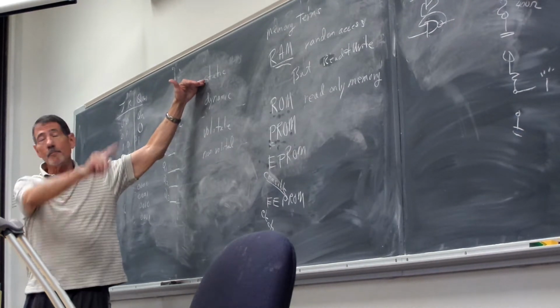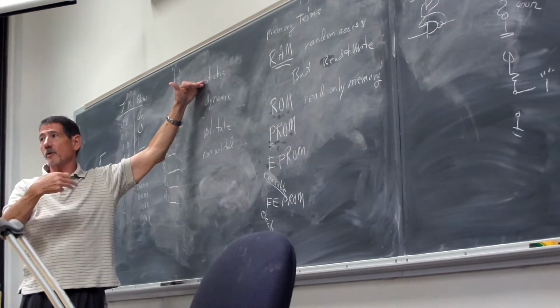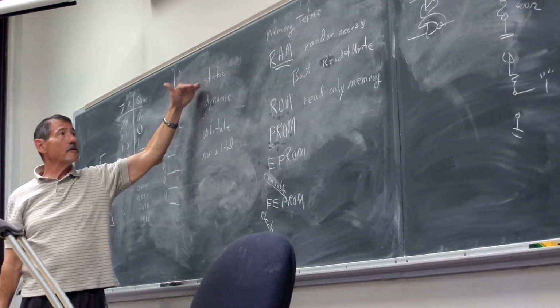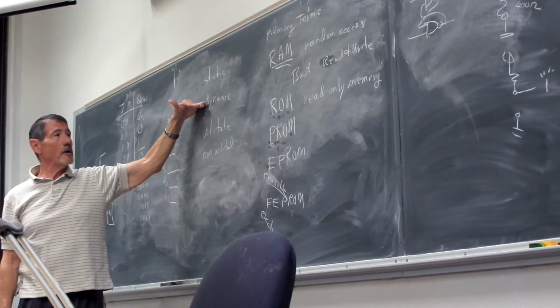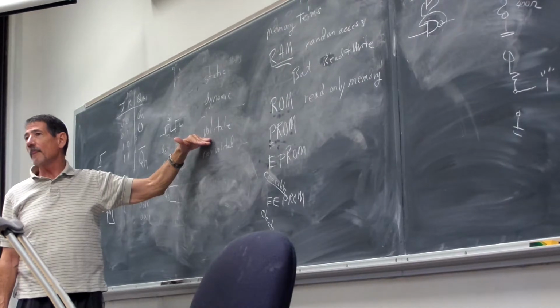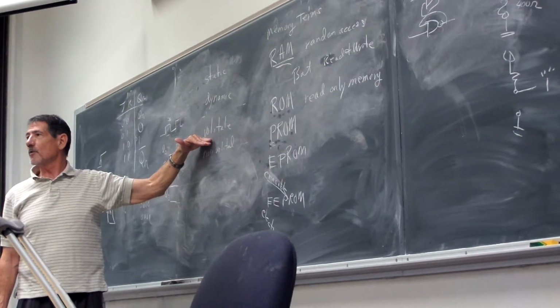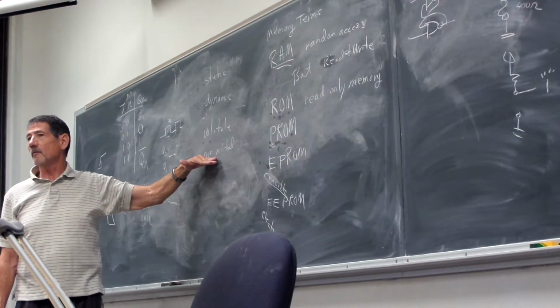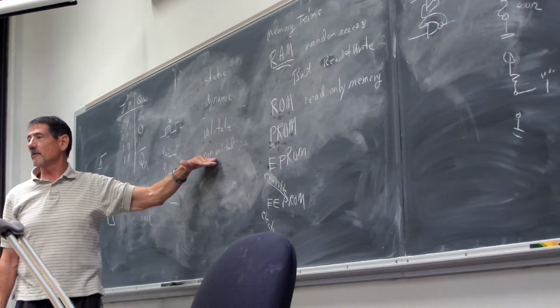So static would be our cross-coupled gates. As long as you got power, the information stays. Dynamic, it goes away. Volatile also means that if the power ever goes away, it's lost. Non-volatile, you don't have to have power, it stays.